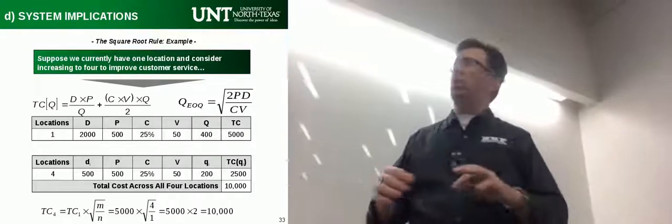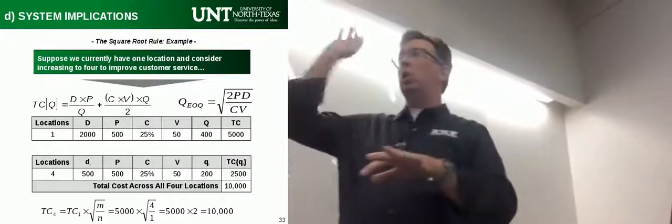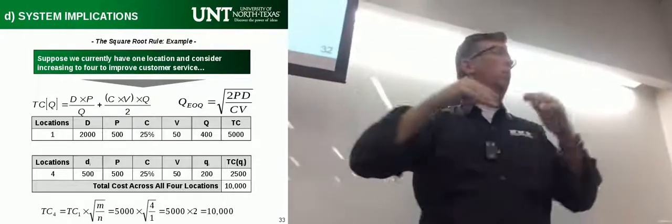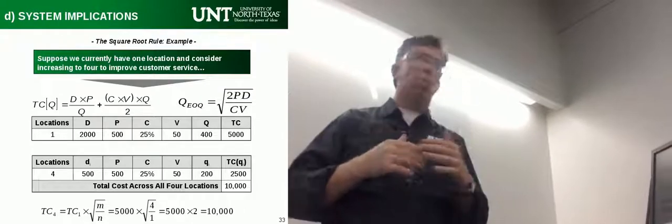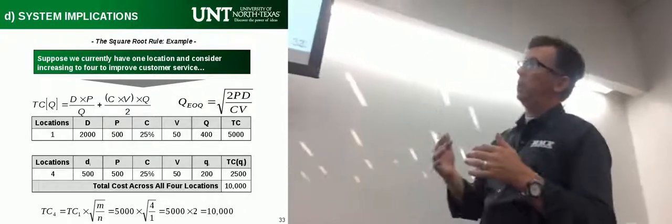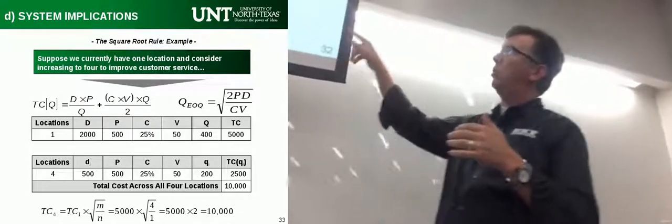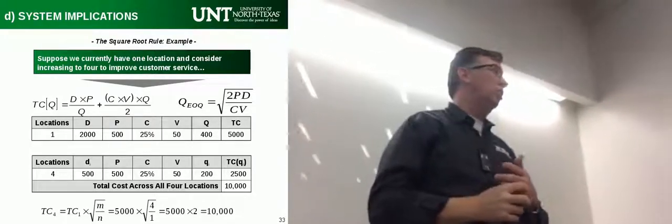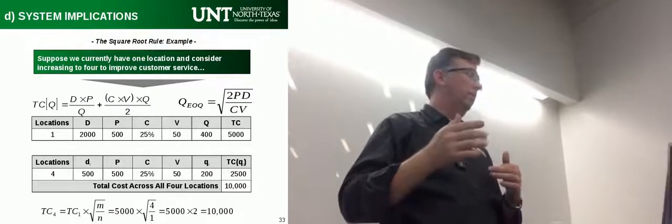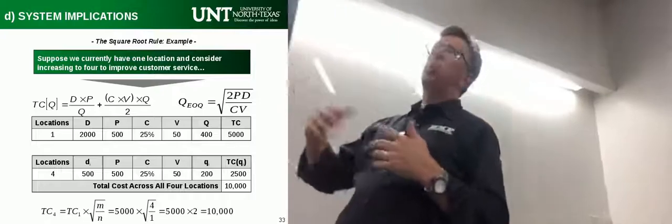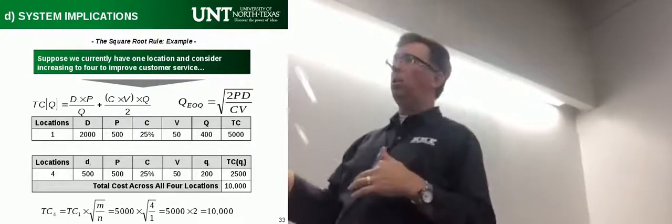Going to 4 locations, what happens is our demand is divided across those 4, right? So instead of 2,000 units per location, we get 500 units per location, 2,000 divided by 4. The order placement costs are the same. The inventory carrying costs are the same. The value of the inventory is the same. But when I plug those 4 variables into my equation, my new economic order quantity is 200 per location rather than 400. And my total cost is $2,500 per location instead of $5,000 for the one.